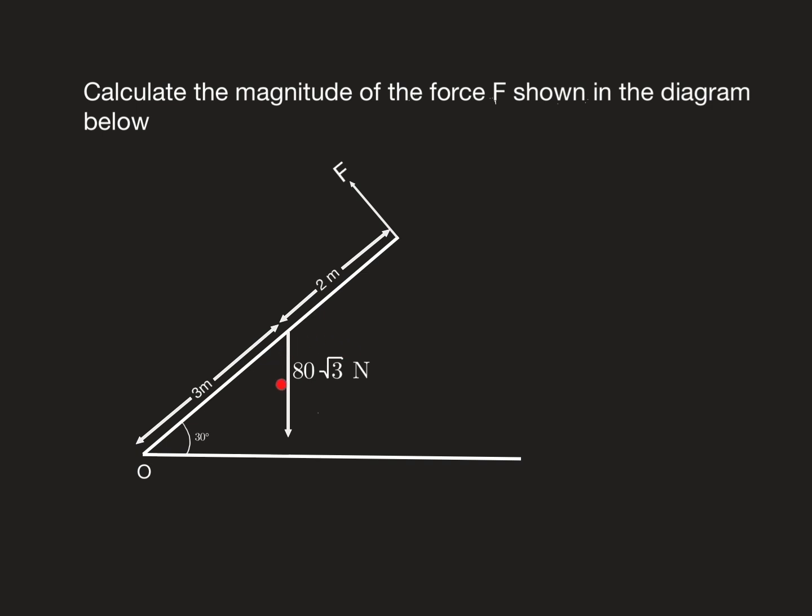But we have a problem here. We have 80 root 3 Newton force that is acting downwards, but it is not perpendicular to the distance from the turning point. If you look at it, the distance here is 3 meters, but the force is not acting at right angles to the distance.